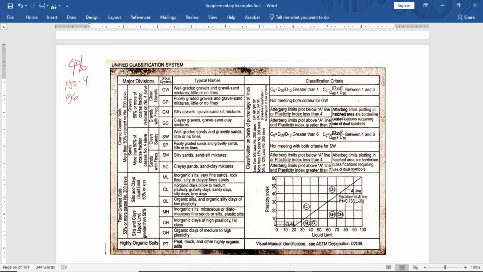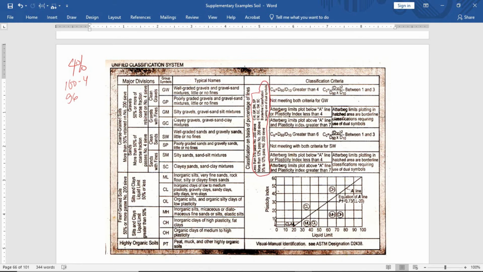After that, we check if our sand is more than the gravel. If more than 50% of the coarse fraction passes number 4 sieve, it is sand. If it is gravel, 50% or more of the coarse fraction is retained on number 4 sieve. How do we know that? Based on this, we will see it here. Please tilt your screen.